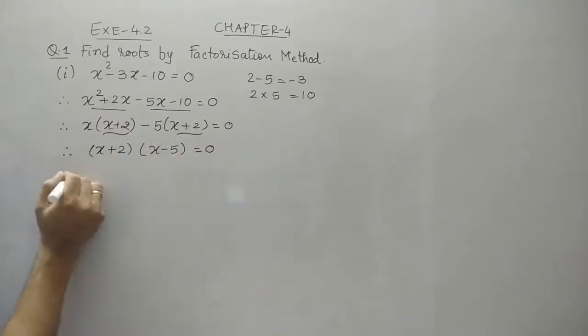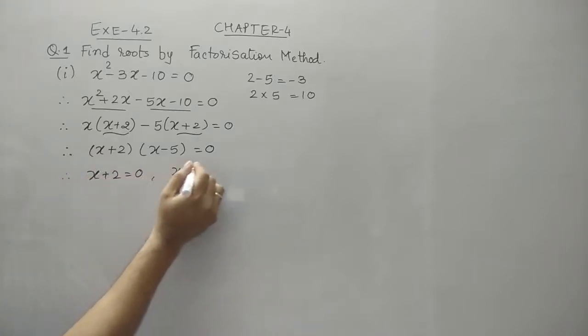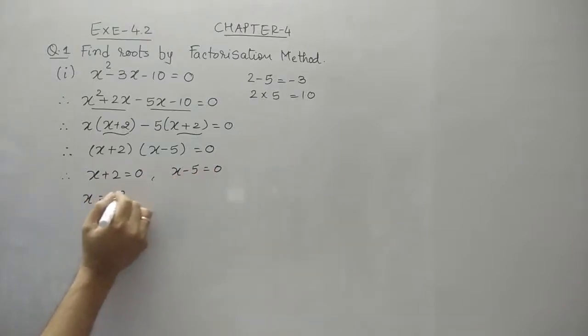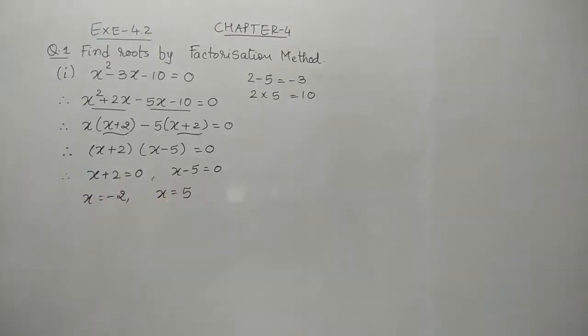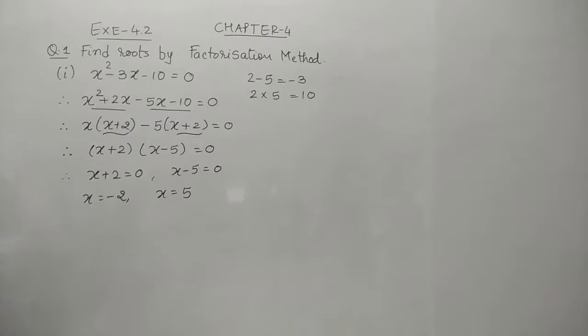So both the possible factors we obtain: x plus 2 is 0 and x minus 5 is 0. So the answer we obtain, we can say the roots: x is minus 2 and x is 5. So we can say that minus 2 and 5 are the roots of this given quadratic equation. The same way you have to do the rest of the sums. Let us do one more question.